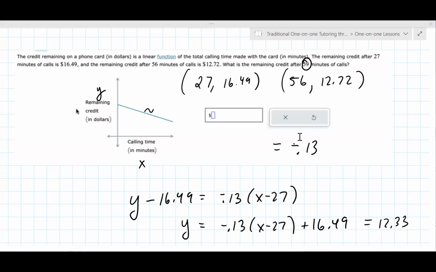Okay, we got the same slope, minus 0.13. Is that right? Yep, correct. And then I use that first point: y minus 16.49 equals minus 0.13 times x minus 27. And so we're using 59 in parentheses. So minus 0.13 times 59 minus 27, plus 16.49. Let me check one more time. 59 minus 27 is 32, not 30, so I made that mistake. Keep going and see that you get the 12.33. Okay, so times 32.